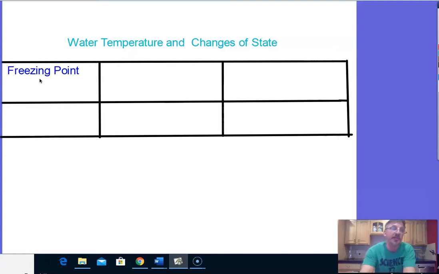All right, the answer is 32 degrees Fahrenheit. And the abbreviation for Fahrenheit is capital F. And when you write the number, you actually have to put a little open circle above the number. That means degrees. I couldn't do it on my program here, so I just drew it in. So 32 degrees Fahrenheit is the temperature at which liquid water becomes solid ice.